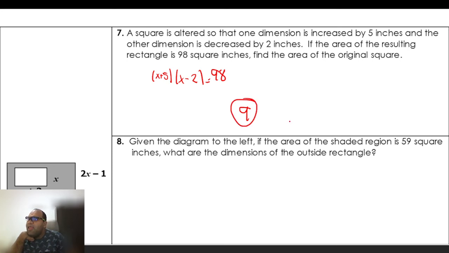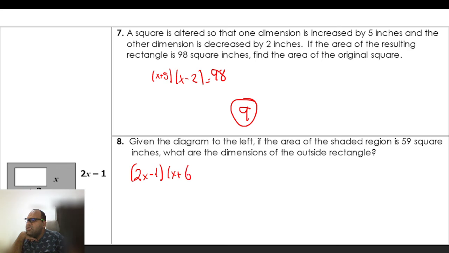Okay? And next one. Given the diagram, find the area of the shaded region. Guys, solve this first one, the big rectangle area, 2x minus 1.